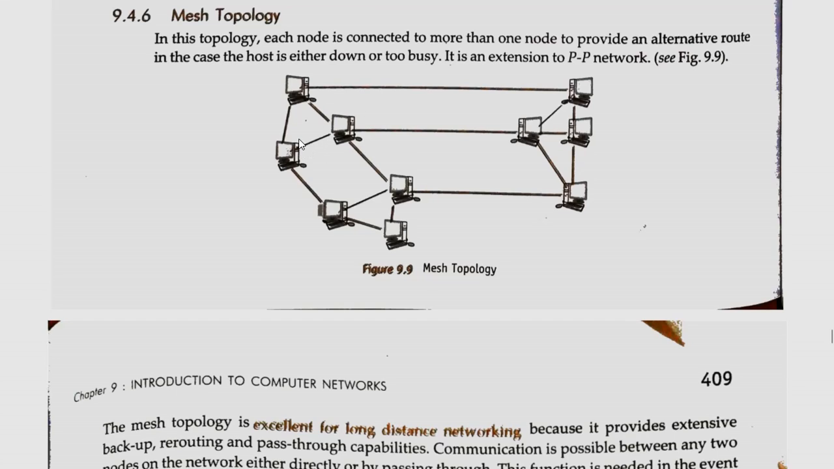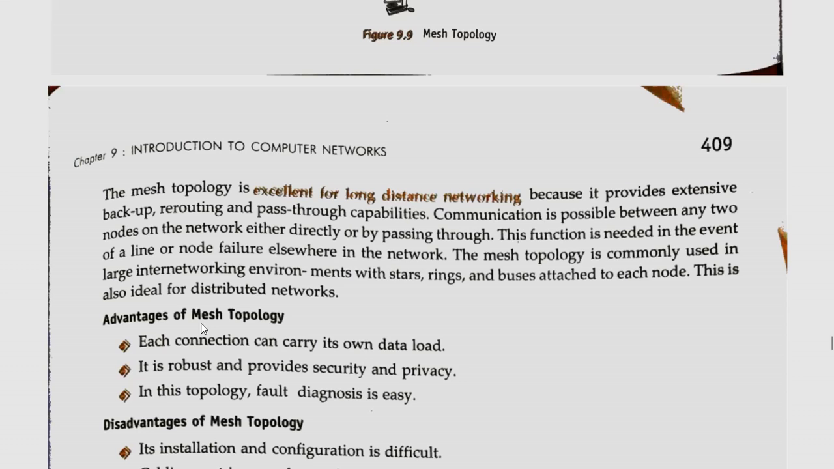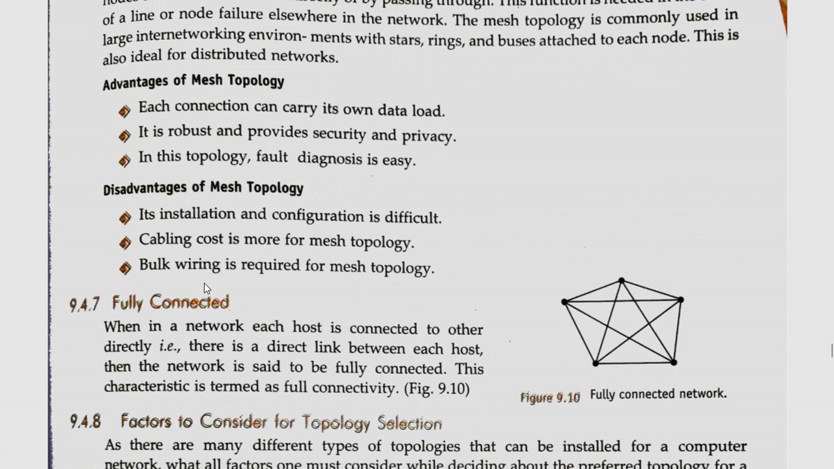Suppose these two systems are both giving you the connection and data properly, so that means the connection from this system is weak, and this network is having a problem, because alternate paths are there. The disadvantages of mesh topology include that installation and configuration are difficult. Obviously, it is a complex structure because we are creating multiple nodes. The cabling cost is more for mesh topology, and bulk wiring is required.